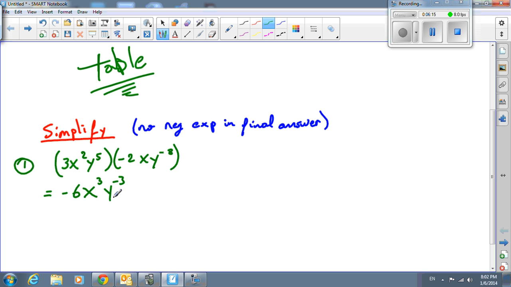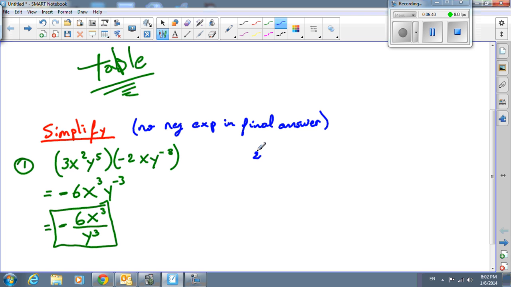But this cannot be our final answer because we still have a negative exponent. We do not care about this negative in front, but we do care about this negative as an exponent. So the final answer would be negative 6 times x to the power of 3. But because this one had a negative power, I'll put it below and make it positive.